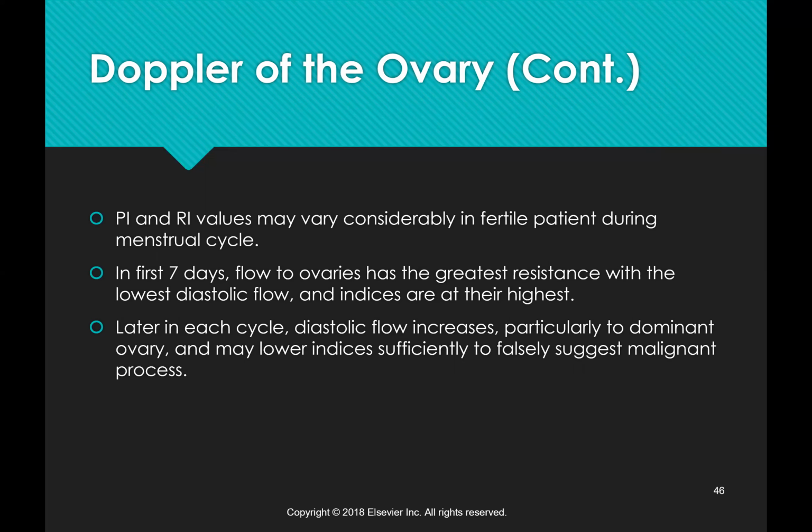In the first 7 days, the flow to the ovaries has the greatest resistance with the lowest diastolic flow. And that makes kind of sense, right? Because as you go through the ovarian cycle, it's going to need more blood flow to help develop the follicle and the corpus luteum. So it creates a lower resistance flow in the later part of the cycle. So later in each cycle, the diastolic flow increases, particularly in the dominant ovary.